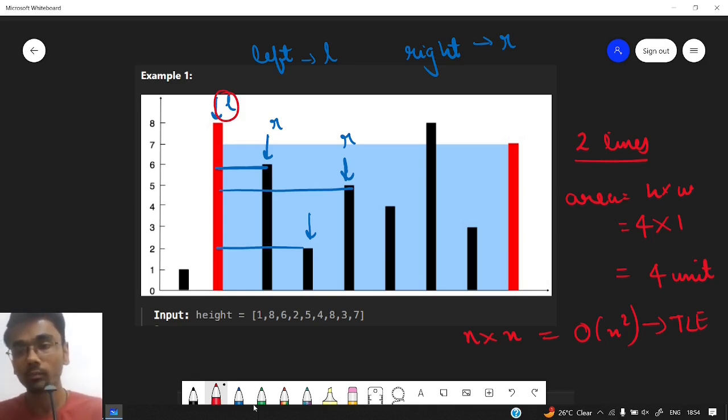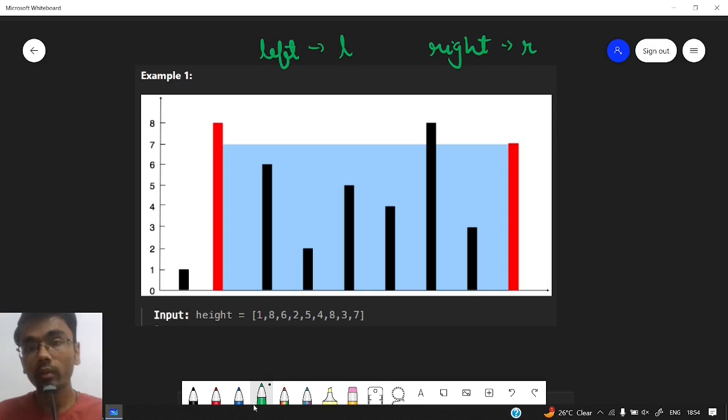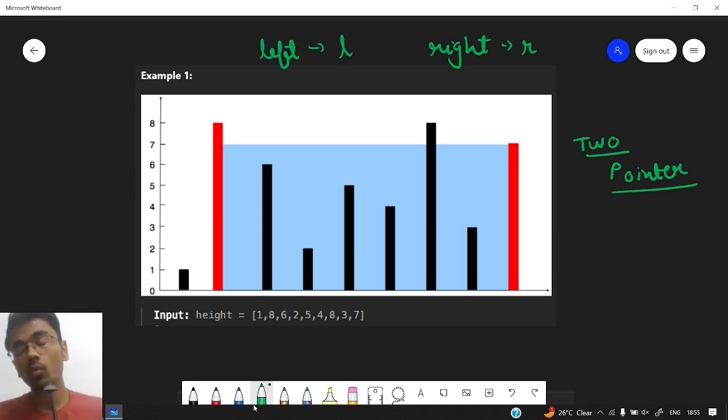Let us see now. There is a technique called two pointer. So we will use this two pointer technique to solve our question in the most optimal way, or we can say in O of n time complexity in this case. So let us see how this technique will work.